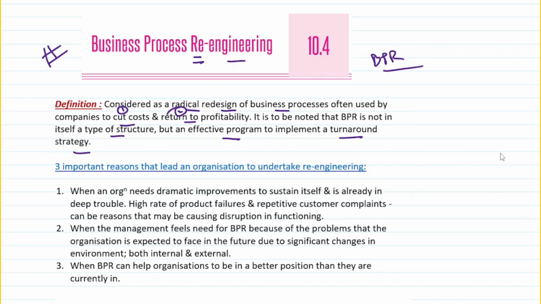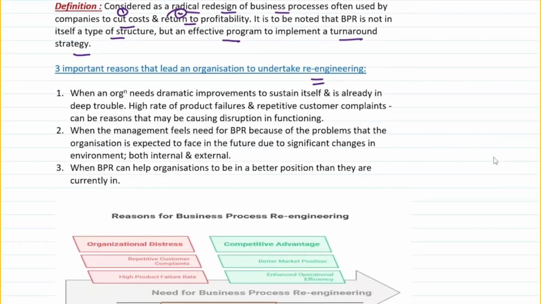Now there are 3 important reasons that lead an organization to undertake re-engineering. So why does re-engineering need to be done? That's what we will talk about. First, when an organization needs dramatic improvements to sustain itself and is already in deep trouble. When an organization is in trouble, that means they are not doing well, or their profitability has taken a hit, or they are at a juncture wherein there's a lot of competition and they are not able to sustain. In that case, you need a BPR.